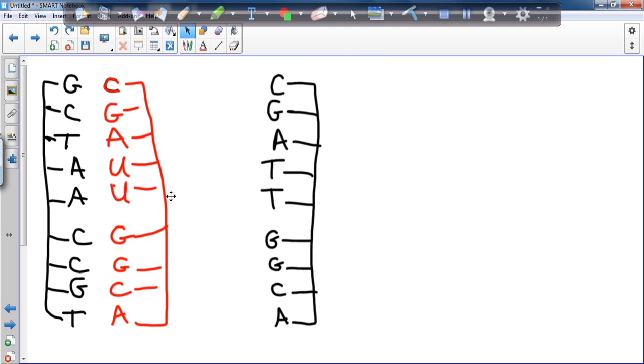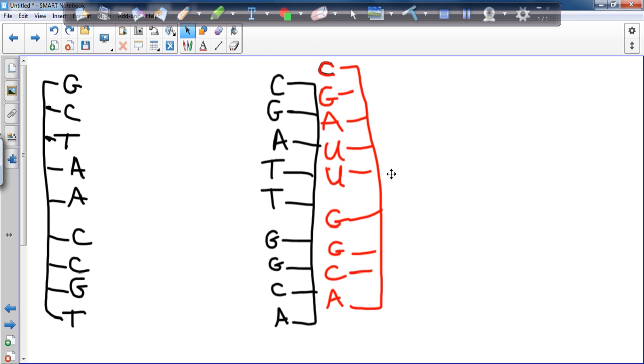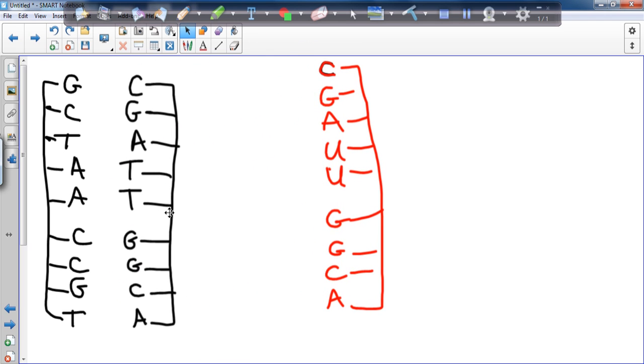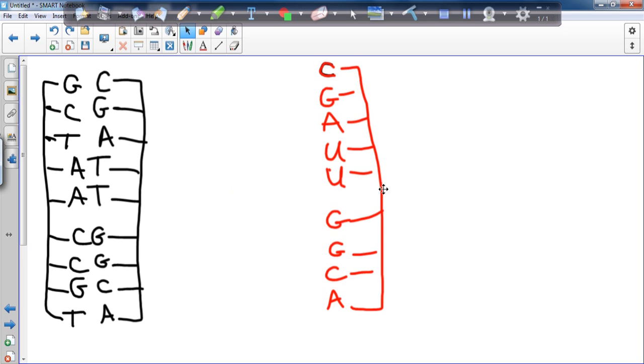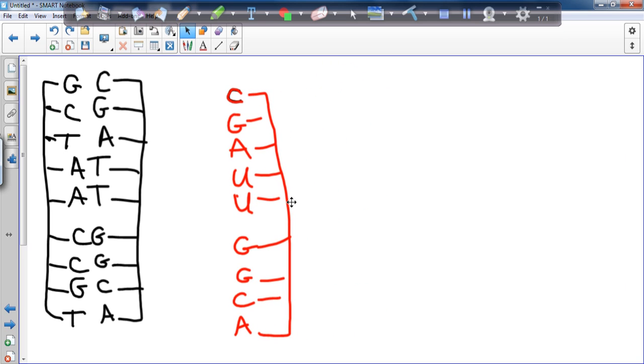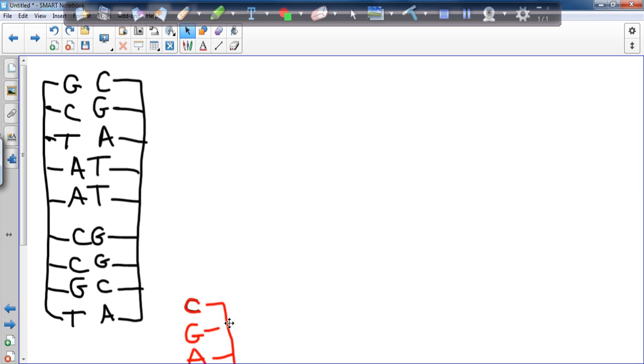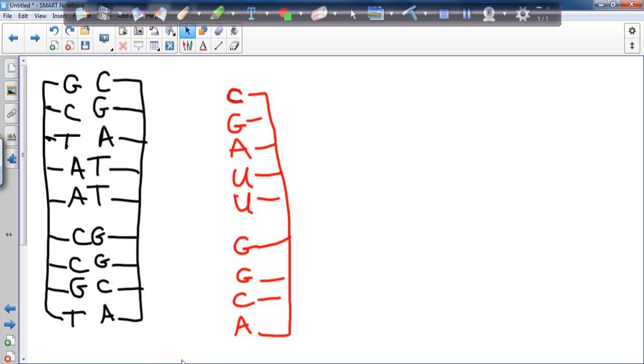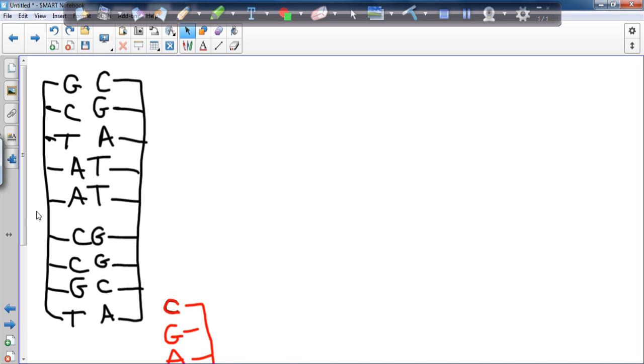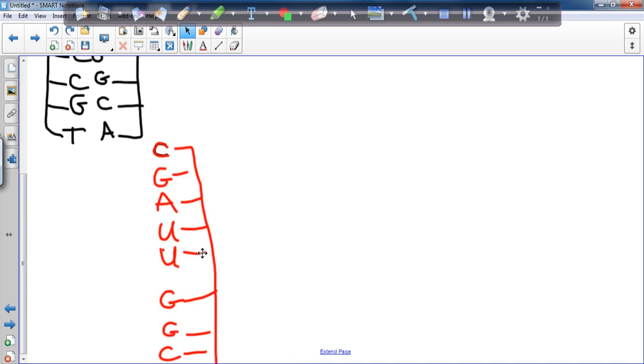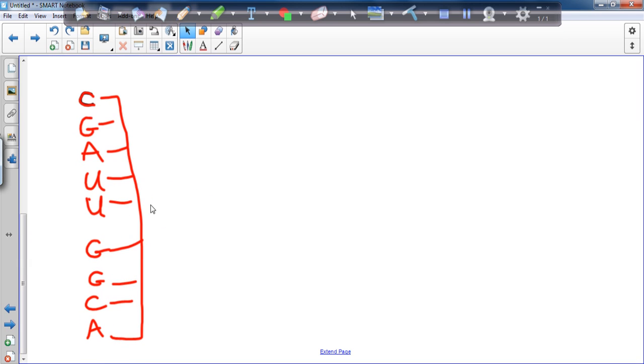So the messenger RNA now will detach. The DNA will now zip back up closed, and now we just completed transcription. And remember, transcription happens in the nucleus. Now we got to go to the next step, which is translation, which happens in the cytoplasm. So the messenger RNA is going to leave the nucleus and go out to the cytoplasm, where the ribosome works.